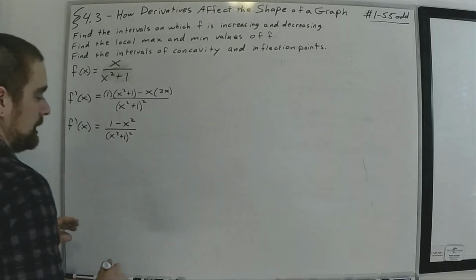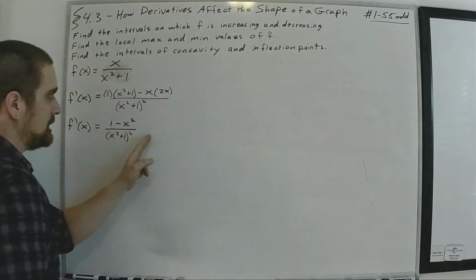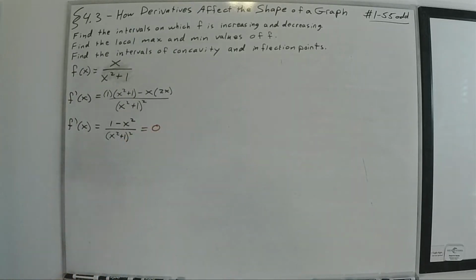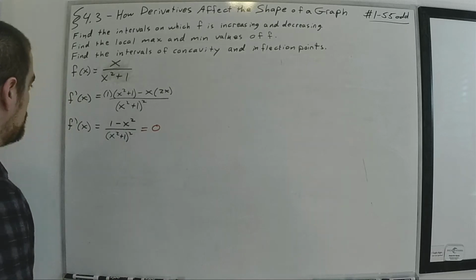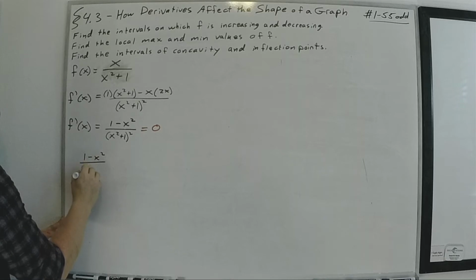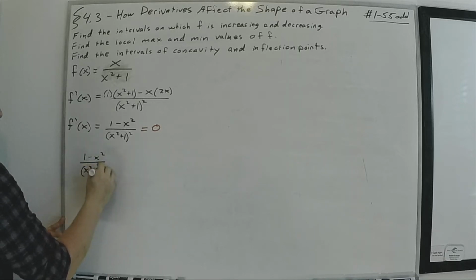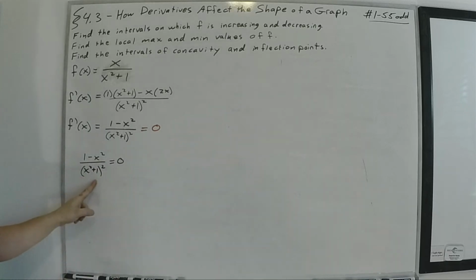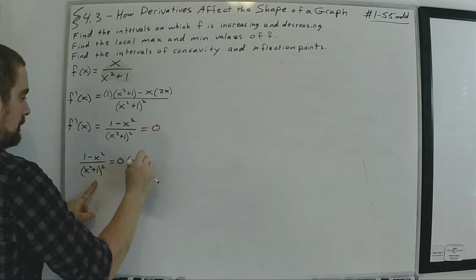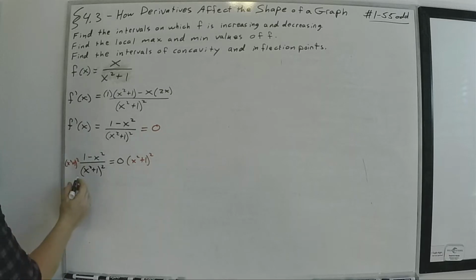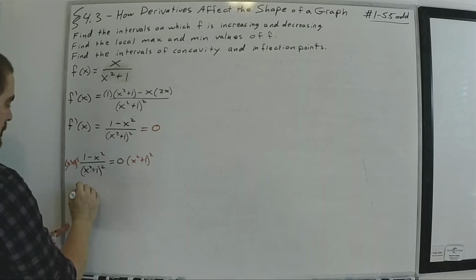Now what we want to do is take this derivative and set it equal to 0 so that we can find our critical numbers. We have to be able to find our critical values. So I have 1 minus x squared over x squared plus 1 quantity squared equal to 0. Again, the denominator is never going to be 0. We can clean this up pretty quickly by multiplying x squared plus 1 quantity squared on both sides. Cancel, cancel. And of course, that's still 0 on the right.